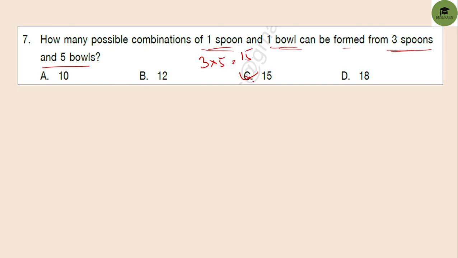So 15 is your answer. In this type of question, maybe it will be two balls or five balls, whatever is presented, just multiply those numbers and you get the possible combinations. This is the trick for this type of question.